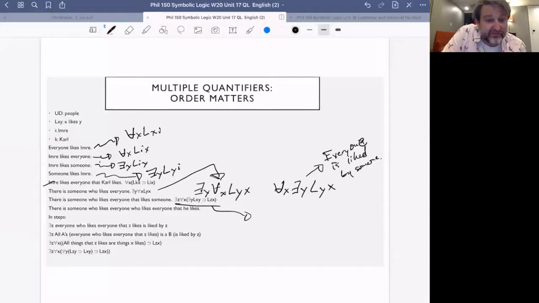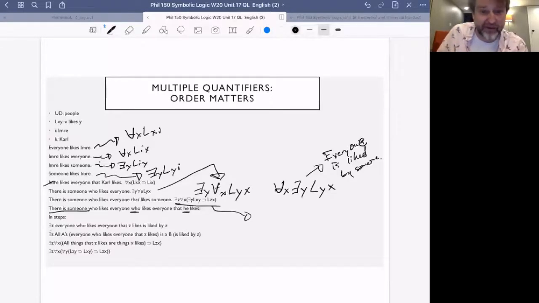What about this one? There is someone who likes everyone that he likes. How would we translate this? The important thing to bear in mind here is that we can work stepwise to work out these translations. We know this is about "there is someone," so it's a there-exists sentence. So we're going to say there exists some Z such that Z likes everyone that Z likes. The "who" and "he" are referring to the same individual, so we're going to keep those the same.